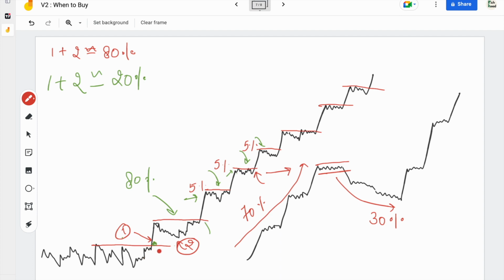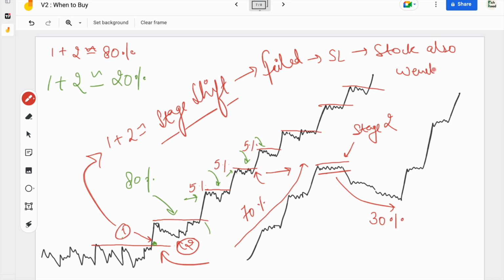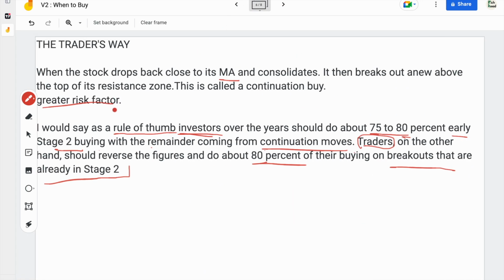But here, at this point, there is a transition happening. At this point, you are already in an established stage 2. At this point, I'll write here, at points 1 and 2, the conjecture, is what? Stage shift area. So from that area, if the stock comes down, then the stage shift has failed. So with your stop loss, your stock also went wrong. And that is the key.